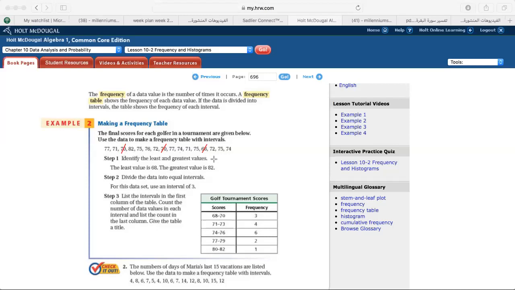How many scores do I have that are 68 or 69 or 70? So I have here 68.